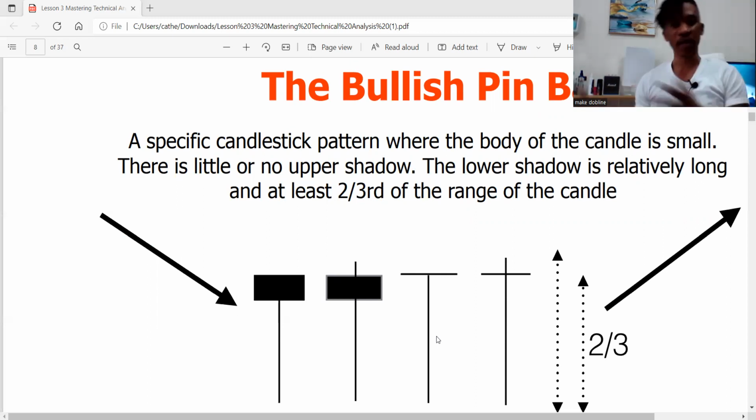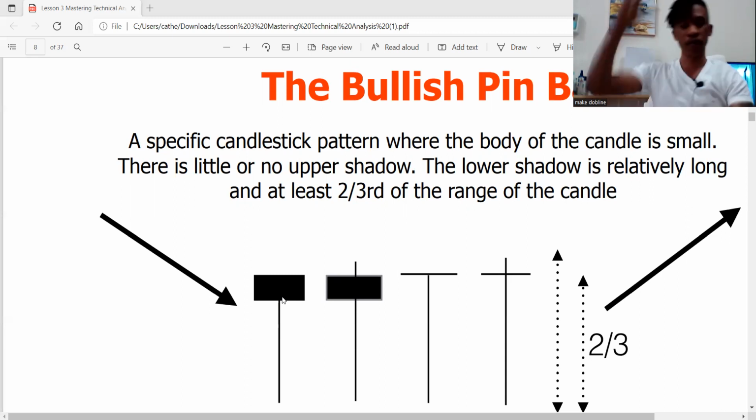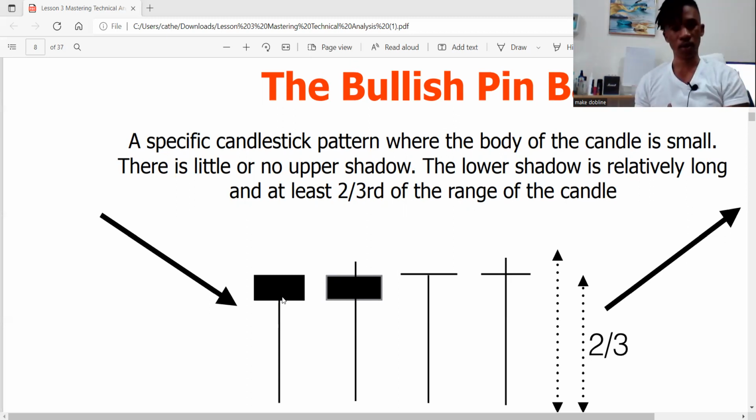It's a specific candlestick pattern where the body of the candle is small. Now look at the body of the candle here. Remember, I've taught you about the body of the candle earlier on. This is why I took out my time earlier to explain to you about the body of the candle, the range of the candle, the opening of the candle and the closing of the candle. Hello, hope we are together.